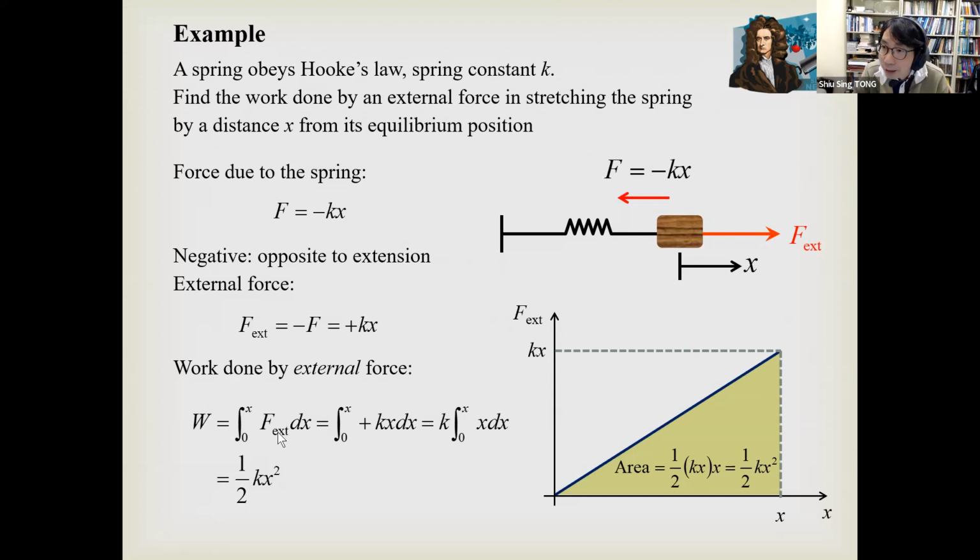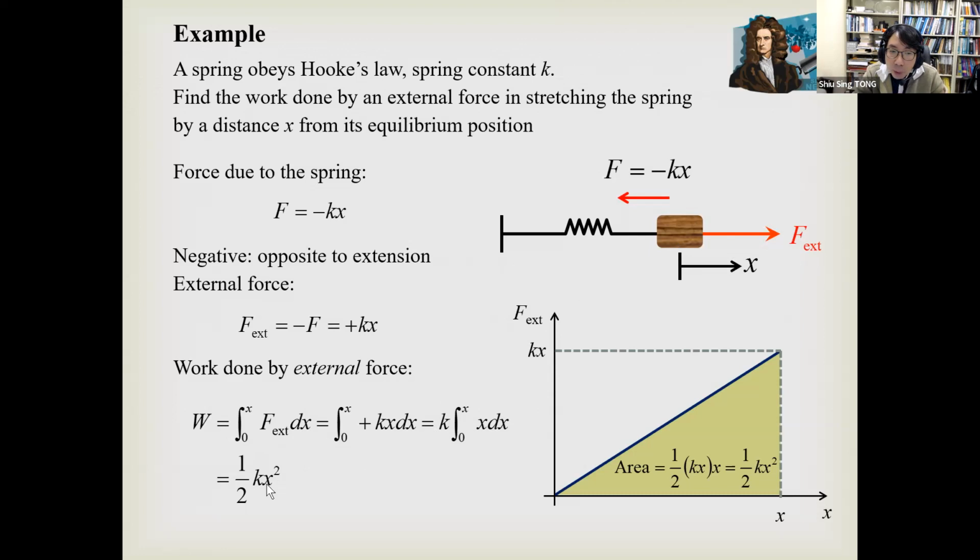So what I calculate is not the work done by the force of the spring, but the work done by the external force. So I integrate the external force over the displacement from the unstretched position 0 to a certain extension x. I put in the external force kx and do the integration. The integration is simple. Integrating x gives x squared over 2. So I now get half kx squared. And that is the work that my external force does on the spring.